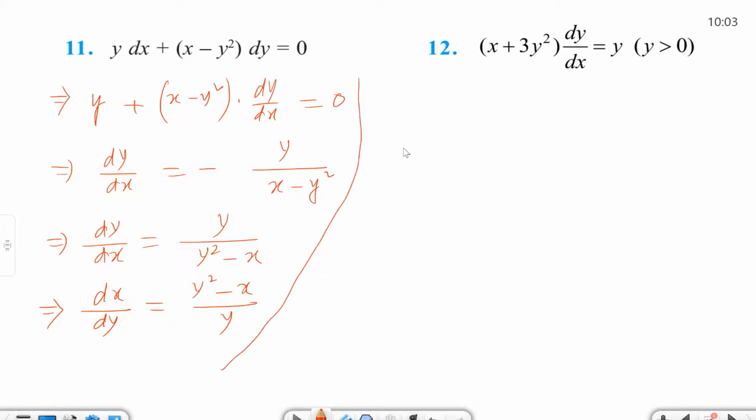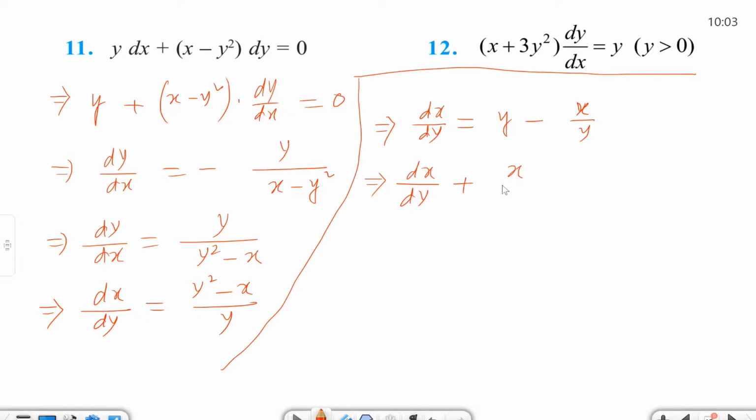After this implies dx dy is equal to, now separate division, you get y and minus x by y. Now which term do I need to shift to the left? The term with y should remain on the right side, meaning terms of y only, and this term with x shifts to the left. So the equation is now dx dy plus x by y equals y. Now you see this is a linear differential equation in x.